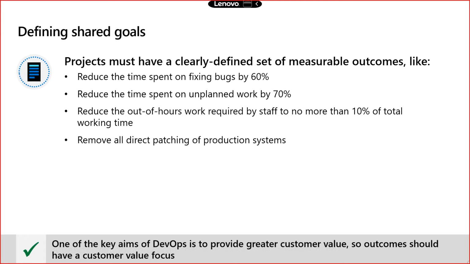So next thing, defining a shared goal. What do you mean by defining a shared goal? Whatever we are going to implement, if you say that I want to implement DevOps, it means somewhere you are looking to reduce bugs, reduce downtime, or reduce something called unplanned maintenance, and those other metrics you always look at.